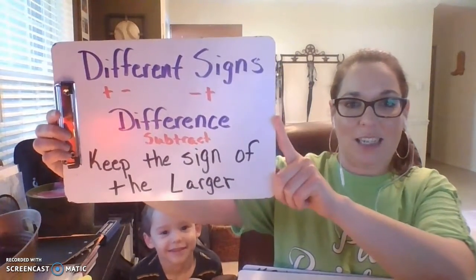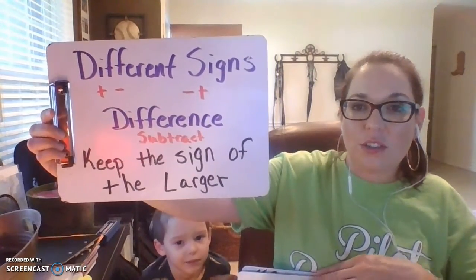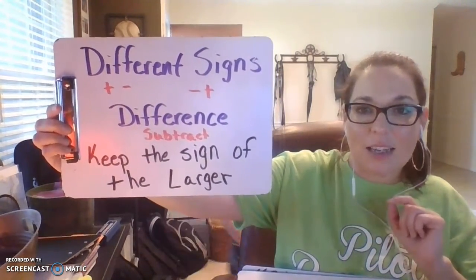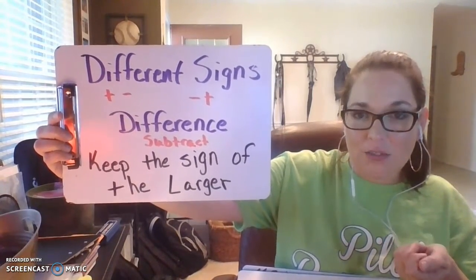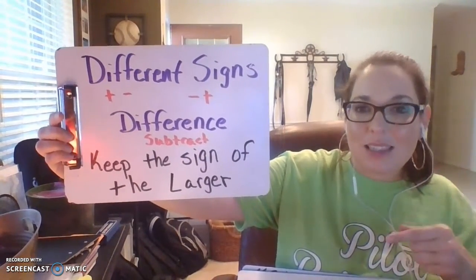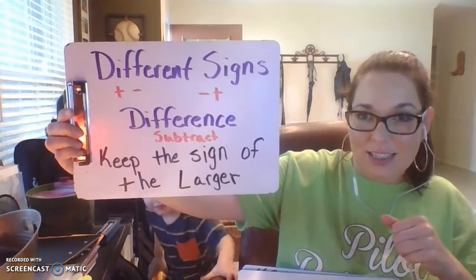All right, different signs. Different signs, difference. Keep the sign of the larger. So if you're adding a positive and a negative, or a negative and a positive, you subtract the absolute values and keep the sign of the larger absolute value. Let's look at an example.